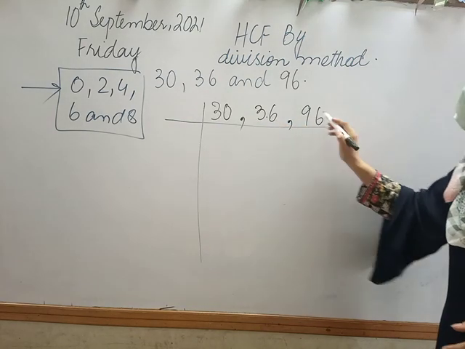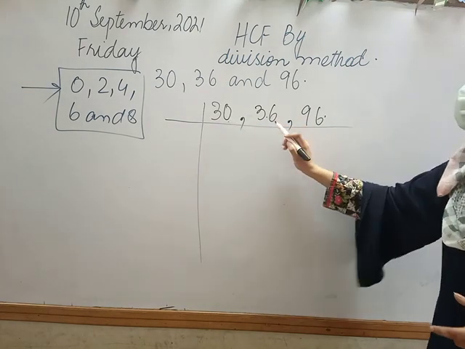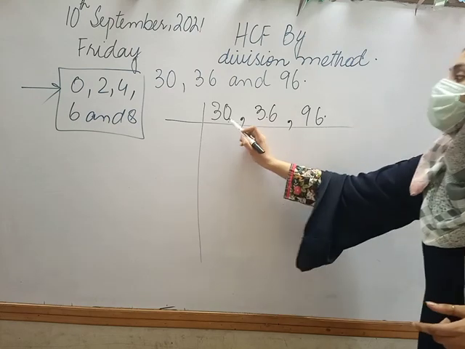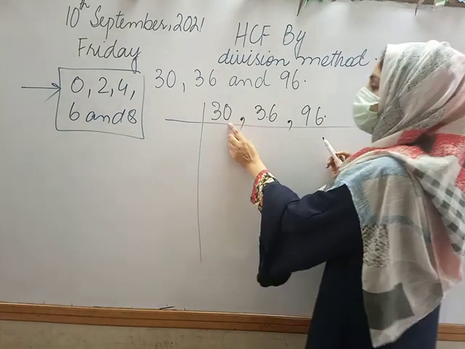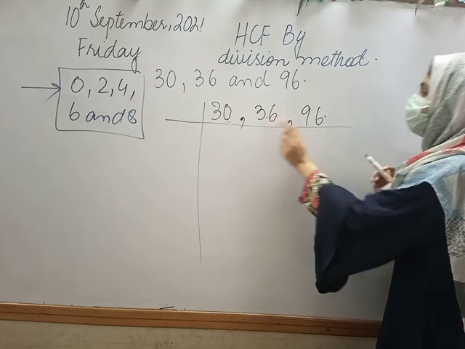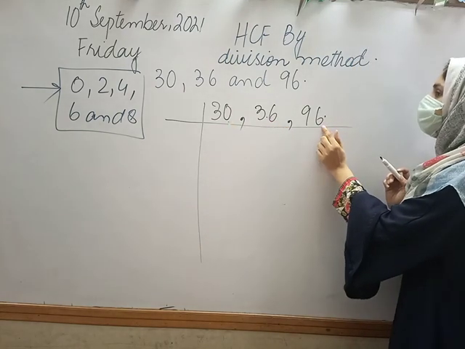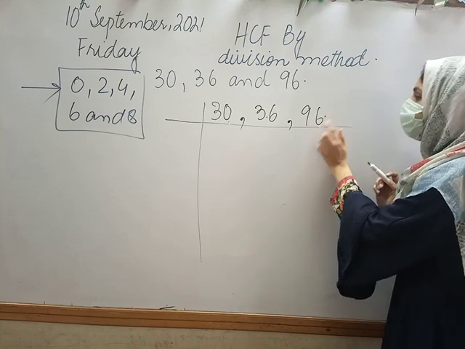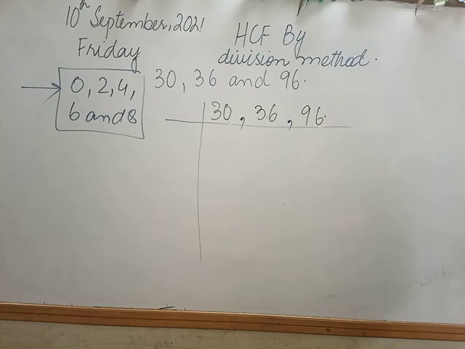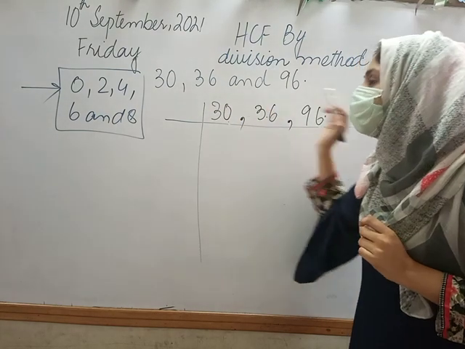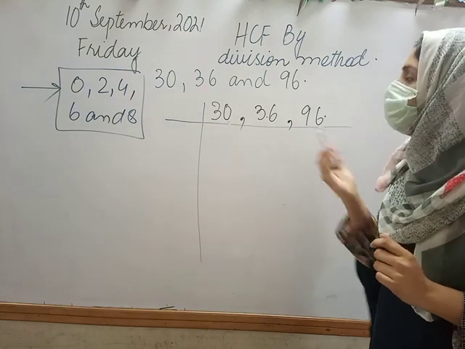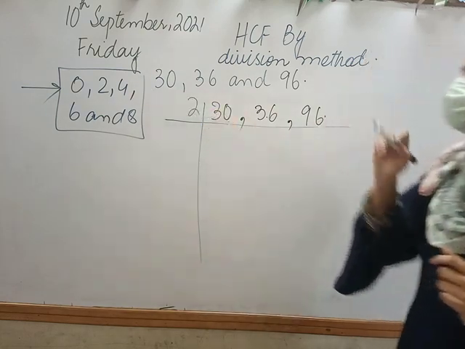If you look, there are three numbers. The first is 30, the second is 36 and the last is 96. Now the unit place of first number is 0. The unit place of second number is 6. And the last number which is 96, the unit place of this number is 6. Fine. Now class, all the numbers having unit place which is divisible by 2, I will simply start it from 2.